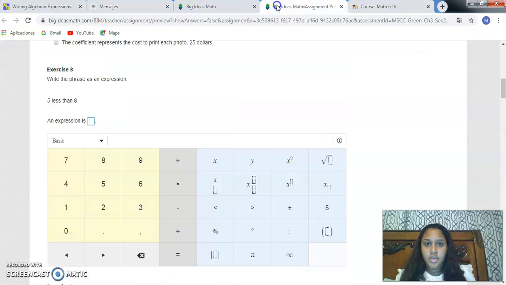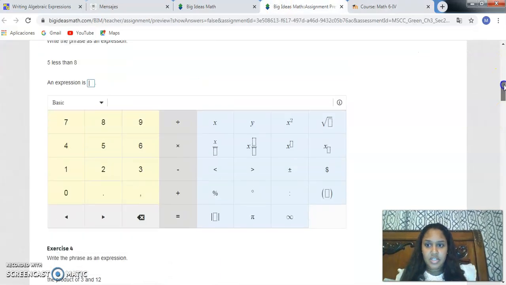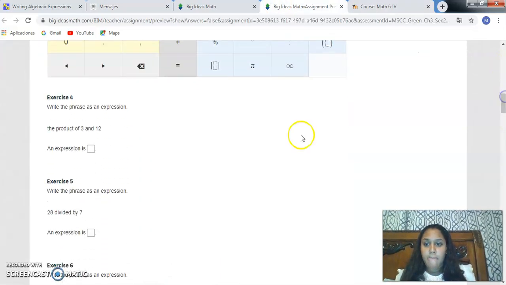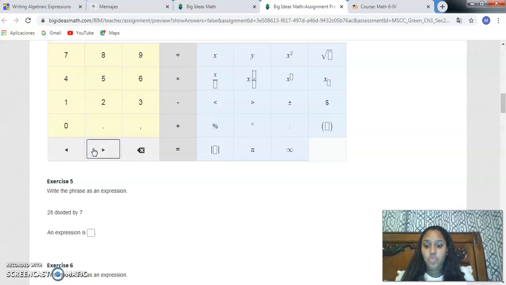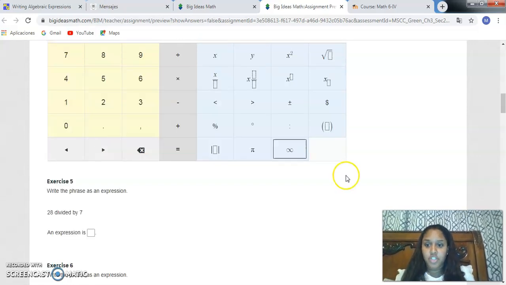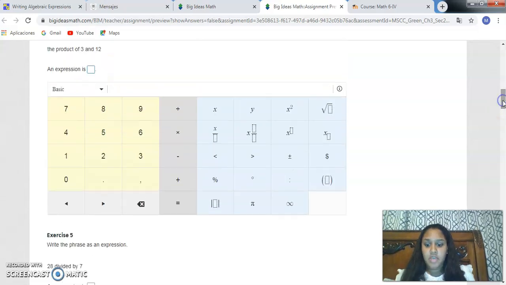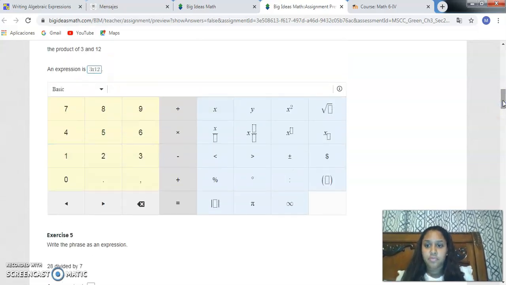Moving on to the next example. I have the product of 3 and 12. I know that the word "product" in my list of words means the answer of a multiplication problem. So I know that my numerical expression will be 3 times 12. And I'm done.